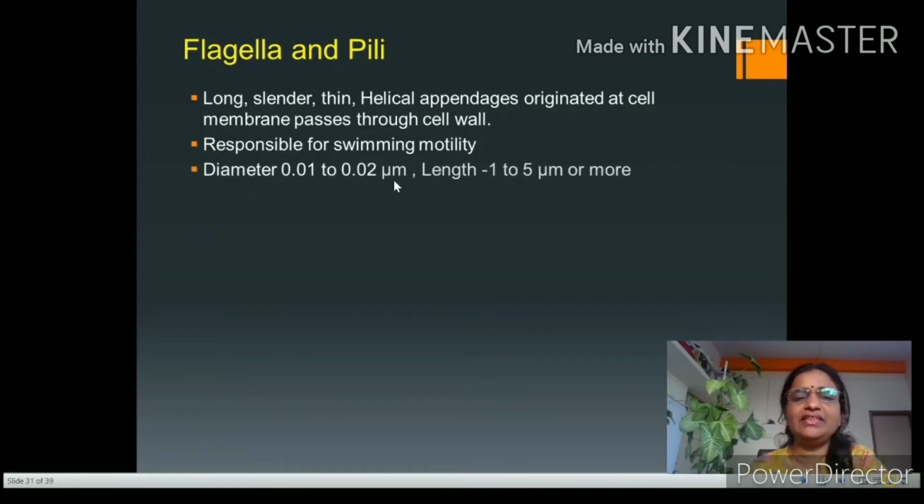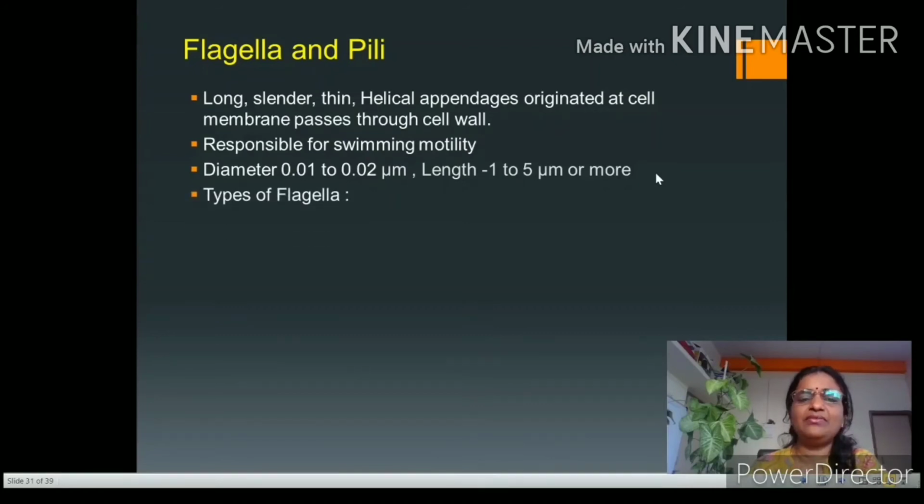Now they are very thin and delicate. Their diameter ranges from 0.01 to 0.02 micrometer. They are very delicate, so they can easily be broken from the cell just by shaking the suspension. Their length is about 1 to 5 micrometer or more. They are many times longer than the bacterial cell, and may exceed up to 200 micron. That much is the length of the flagella, a long slender structure. That is the characteristic of the flagella.